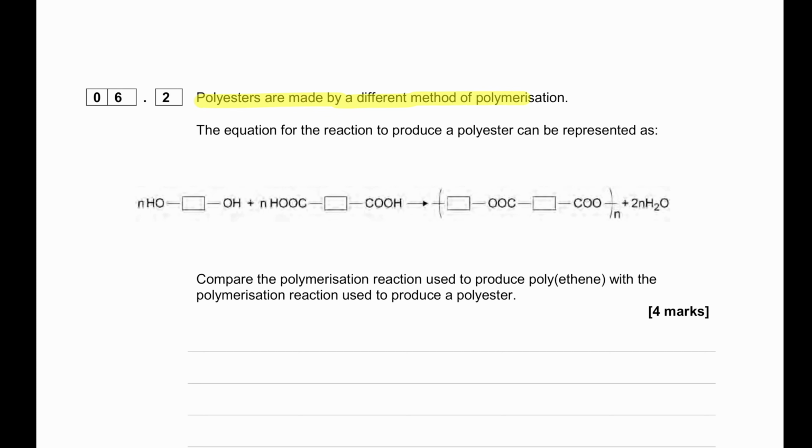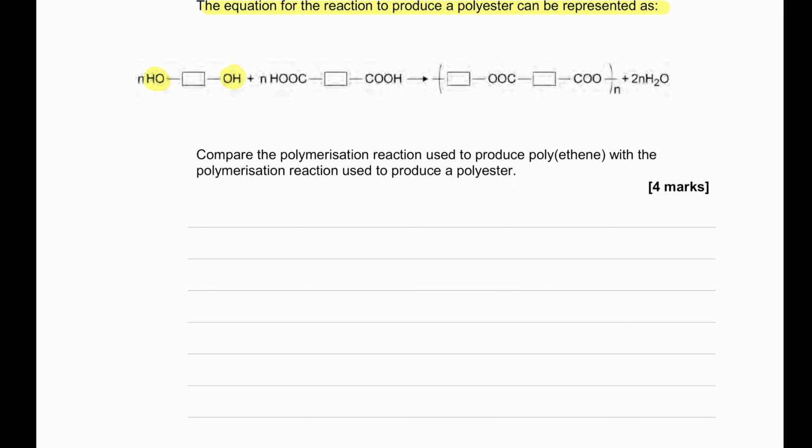Polyesters are made by a different method of polymerization. The equation for the reaction to produce a polyester can be represented as follows: we can see a dialcohol reacting with a dicarboxylic acid to produce an ester, and water is released. Compare the polymerization reaction to produce polyethylene with the polymerization reaction to produce a polyester.